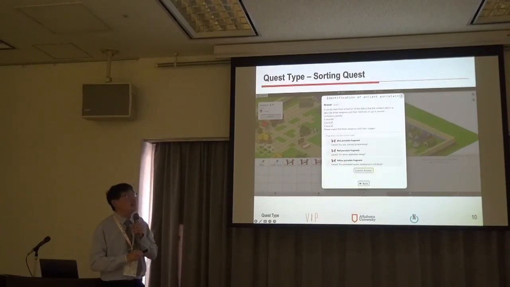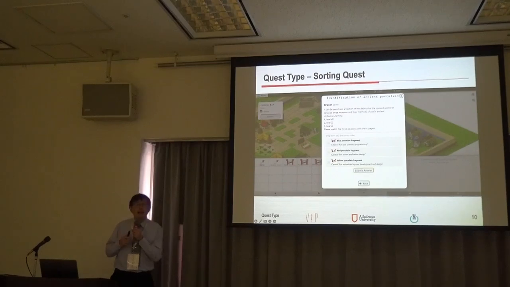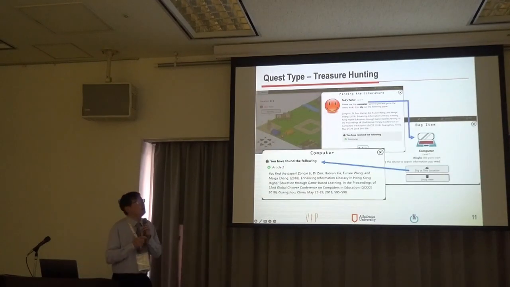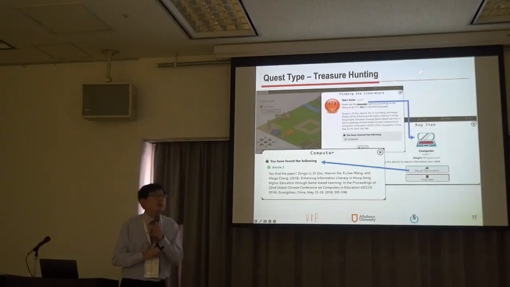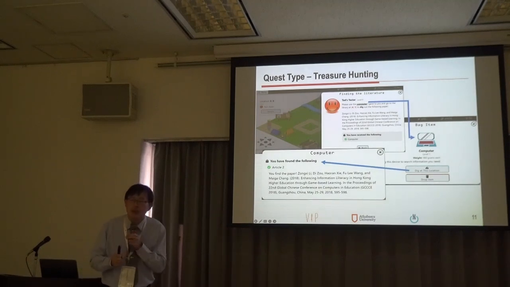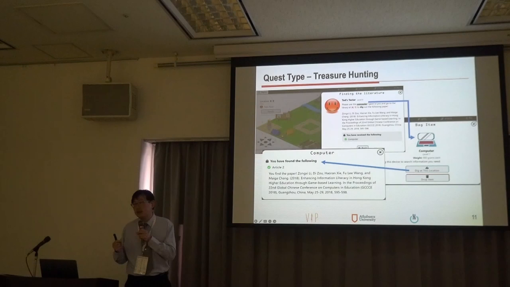So you can see that you get something and you need to sort it by drag and drop on the screen and then present it to the NPC. So you need to know the order and the sequence of some concepts or workflow. On the other hand, this is a treasure hunting quest. When you see a treasure hunting quest, it will provide you some kind of coordinates. For example, I want you to go to the computer library, or go to MIT to search for this literature. So actually, this quest is finding the literature, and this quest belongs to a research methodology course.